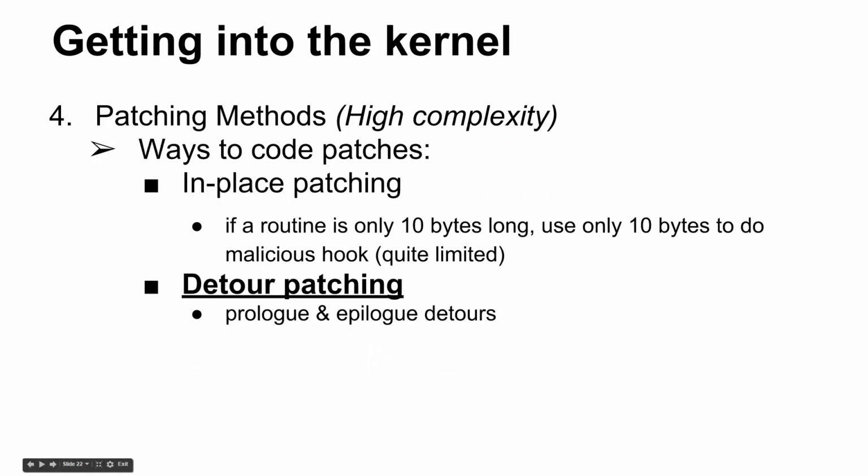So again, the ways to patch, say, a given function in memory is either detour patching or patching it in place. If the target function you want to patch is only 10 bytes long, then you only have 10 bytes to do the malicious hook, which is quite limited in capabilities. So in-place patching doesn't offer as much capabilities as detour patching.